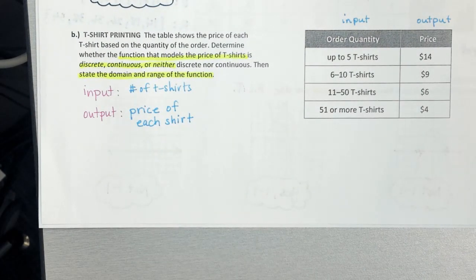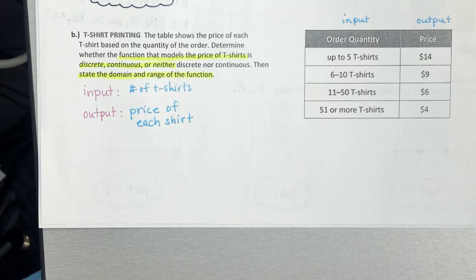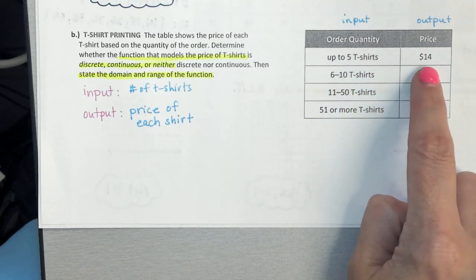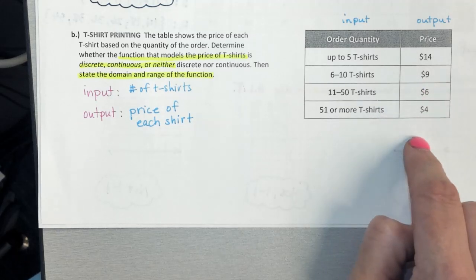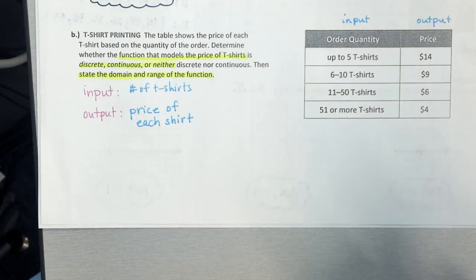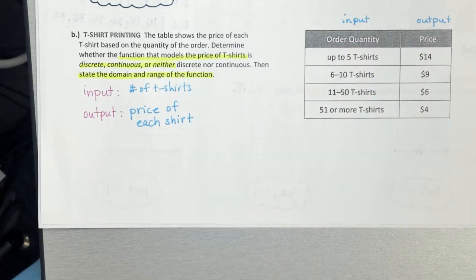Okay, so when you're deciding between discrete, continuous, or neither, you want to ask yourself, are these whole number values, right? Are they discrete numbers? So if it's up to 5 and 14, there's going to be no decimals that you have to worry about here. So it is going to be a discrete value. And same thing with the price. It's just even $14. It's not going to be in between two values. So this is going to be discrete.